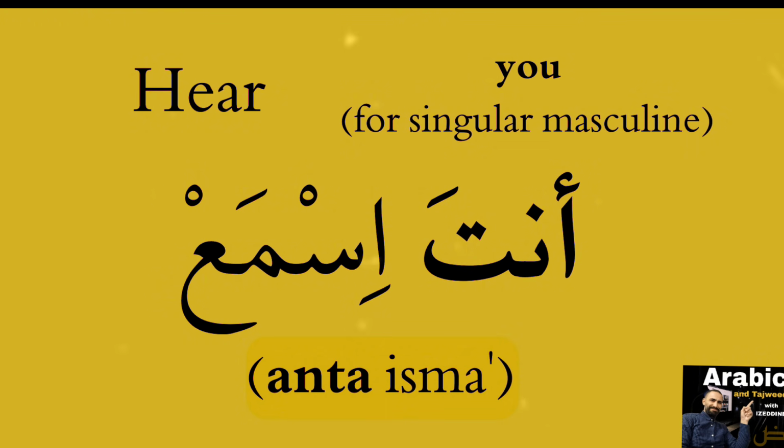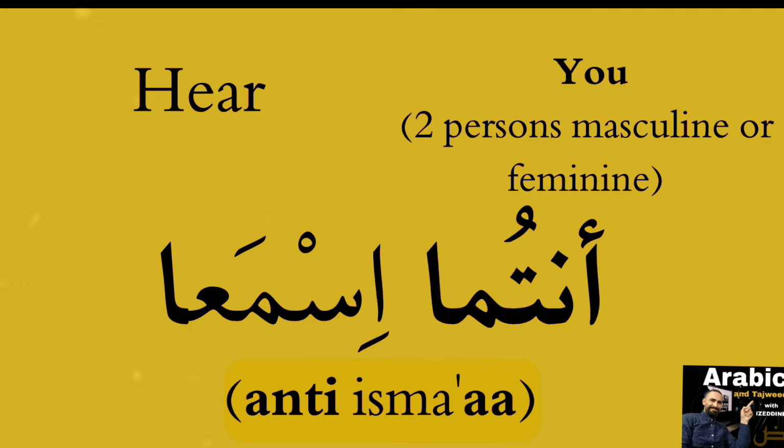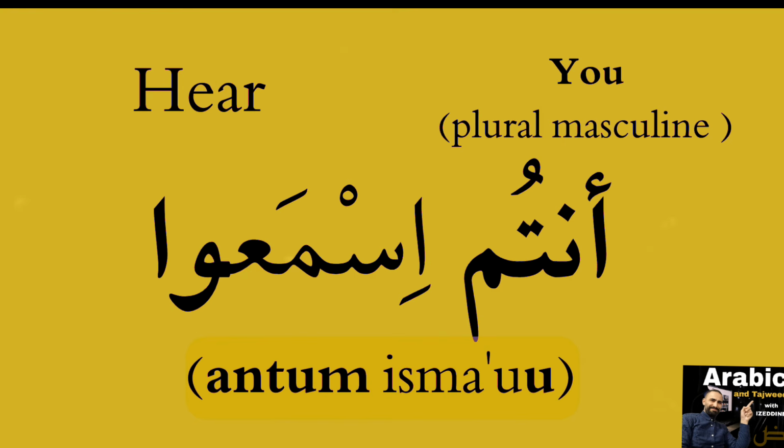Here, you, for singular masculine. Okay, singular masculine. One masculine, one male. أنت, you. أنت اسمع. Here we have the imperative, okay? We are asking someone to do something. أنت اسمع. أنت اسمعي. You are a female. أنت اسمعي. أنتما اسمعا. Two persons, either they are males or females. أنتما اسمعا.